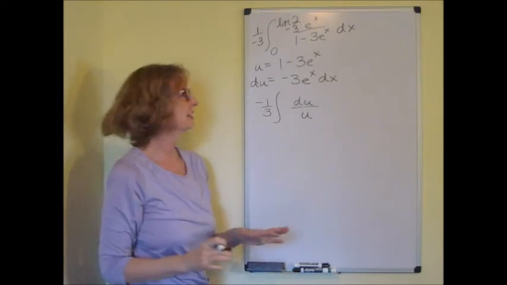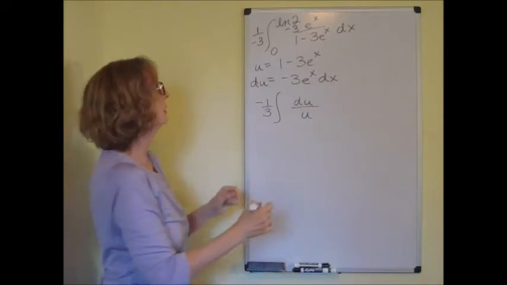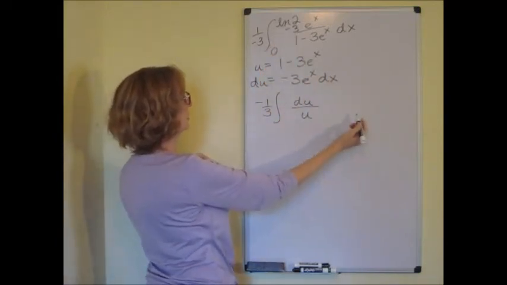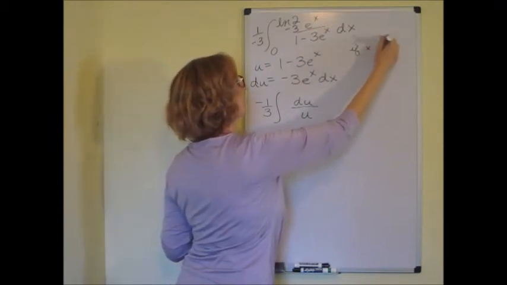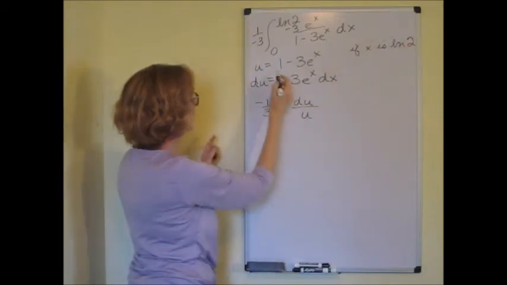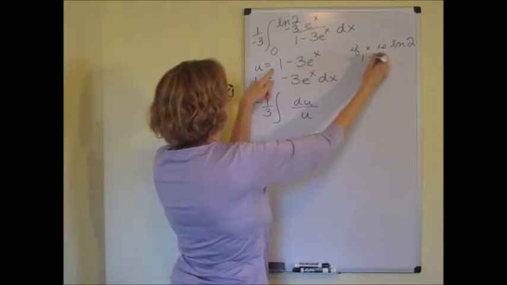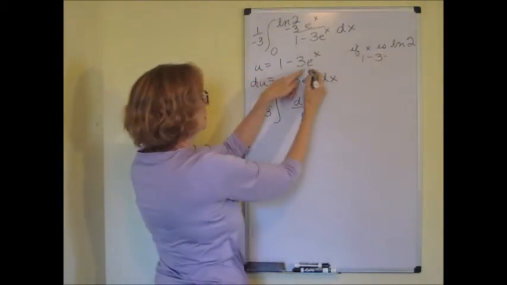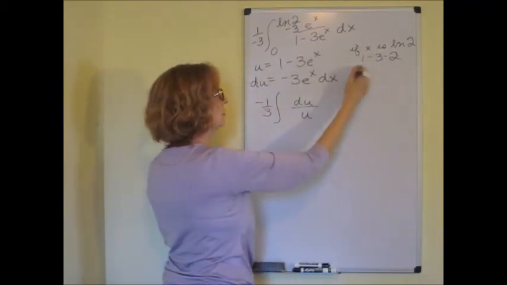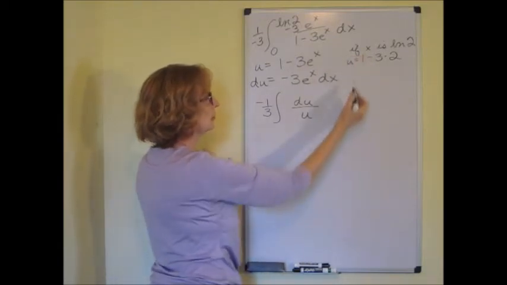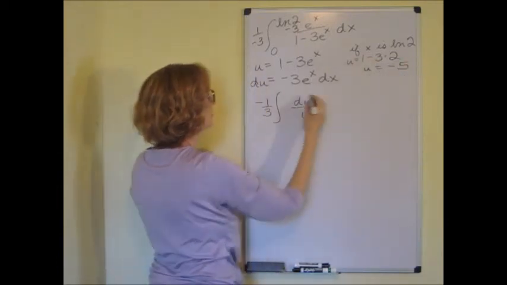Let's go ahead and take a second and change these limits of integration also into u by plugging in. So if x is the natural log of 2, and I plug it into this u formula, I'm going to have 1 minus 3 times, well, e to the natural log of 2 is just 2, and so my u is going to be 1 minus 6. So here u would be negative 5 for that upper limit.